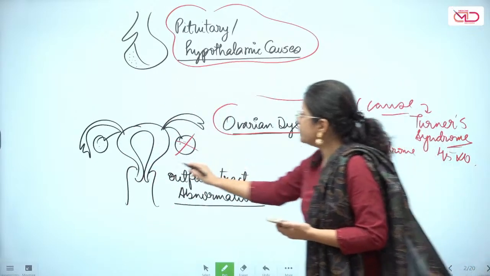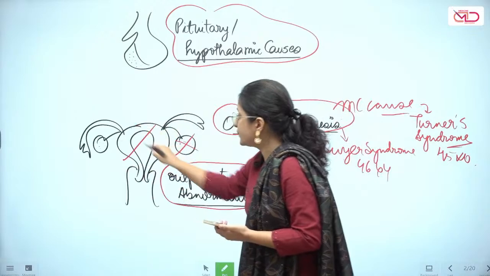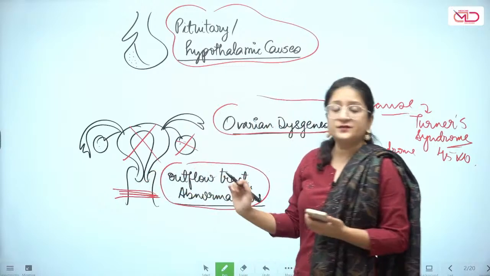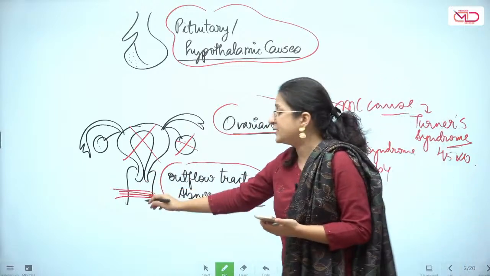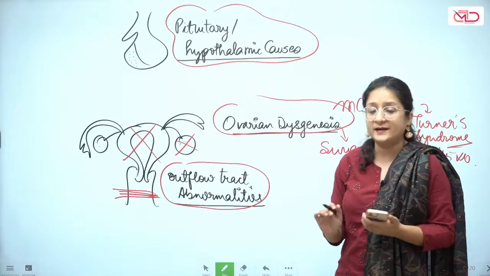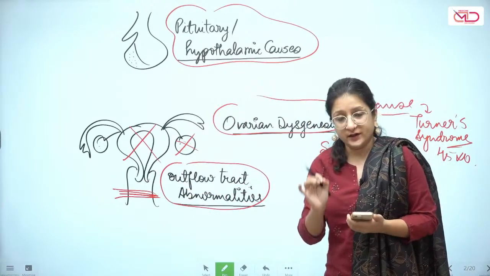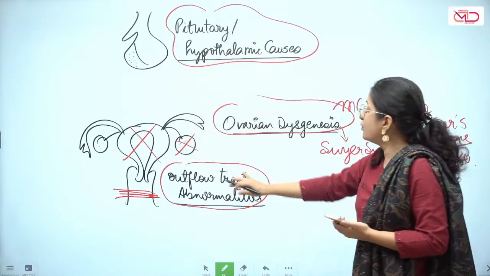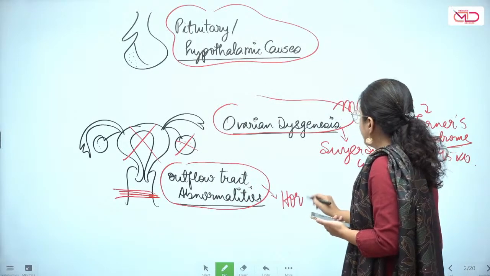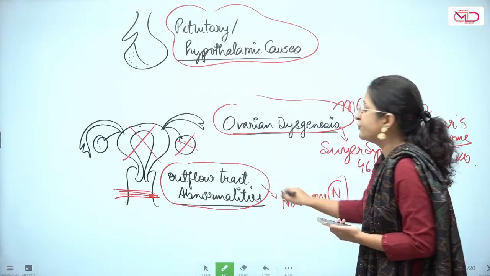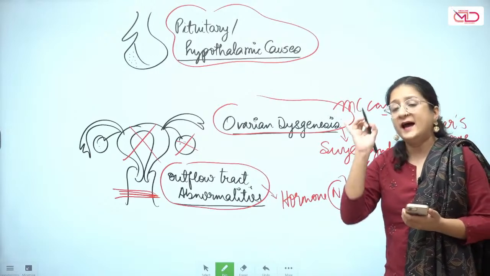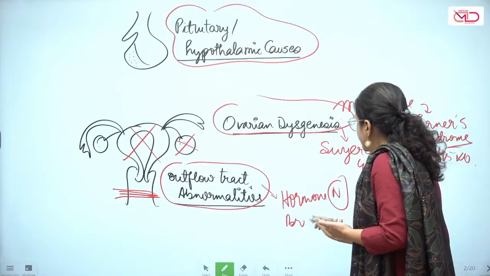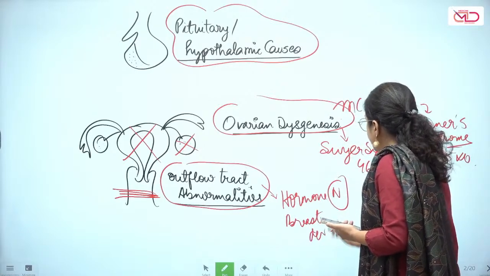Then there can be outflow tract abnormalities, like the uterus could altogether be absent, or there could be obstruction, such as a transverse vaginal septum or an imperforate hymen, that is obstruction to the outflow tract. Plain and simple, clear-cut logic, okay? If there are outflow tract abnormalities, everything above is fine, so your hormone levels are going to be normal. In outflow tract abnormalities, FSH, LH and estradiol levels are all going to be normal. If estrogen levels are normal, then the breast development is going to be present.